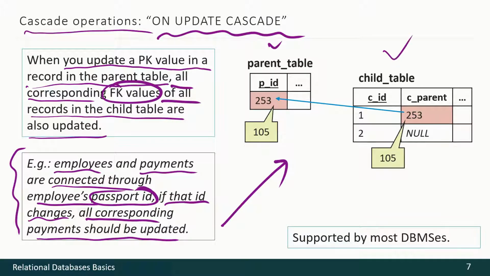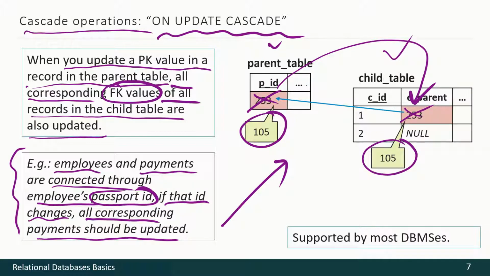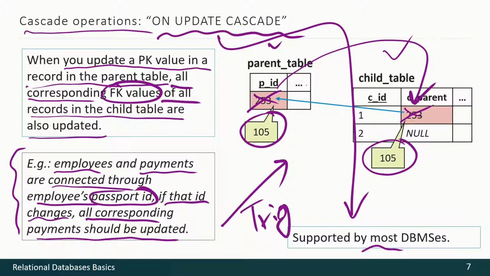Parent relation, child relation, we update this value to some new one, so the DBMS should find all those old values and also update them to the new value. And this operation is supported by most DBMSs. If your DBMS does not support such an operation, you may use triggers. We shall discuss them later to emulate such an operation.